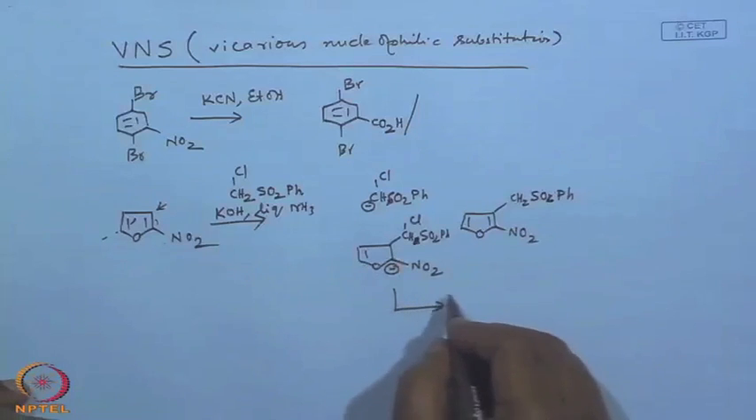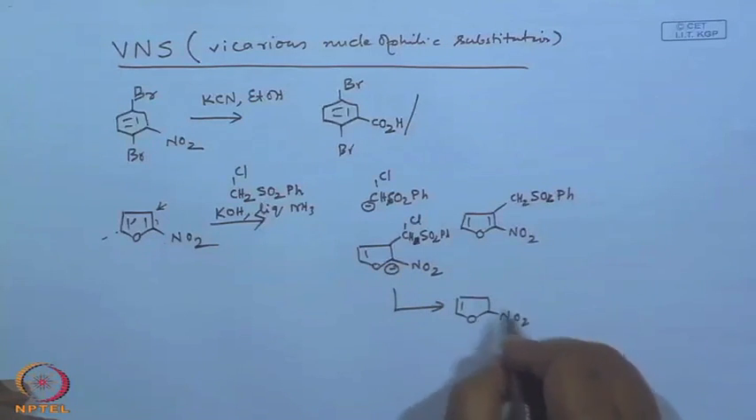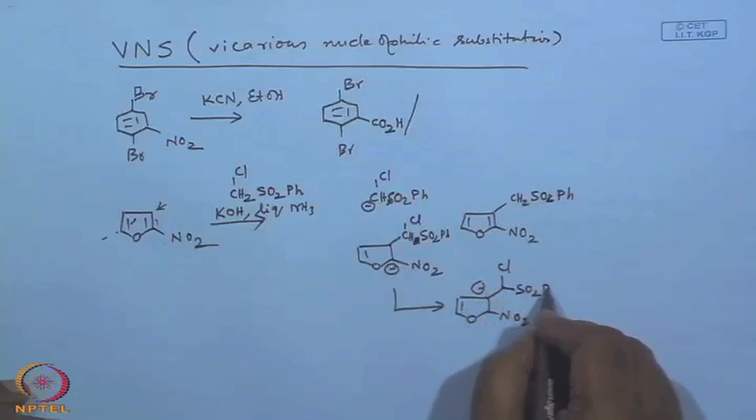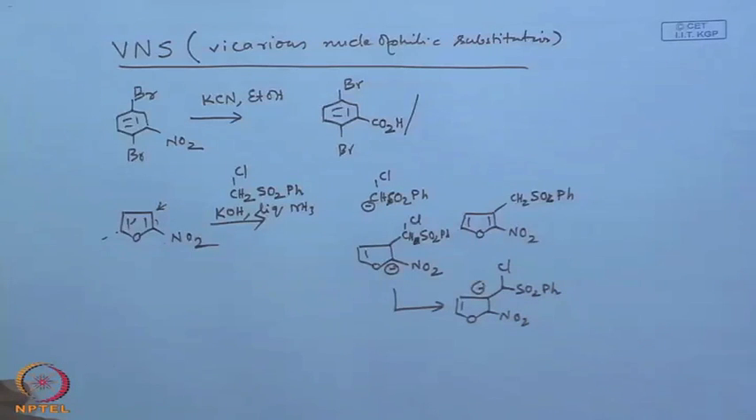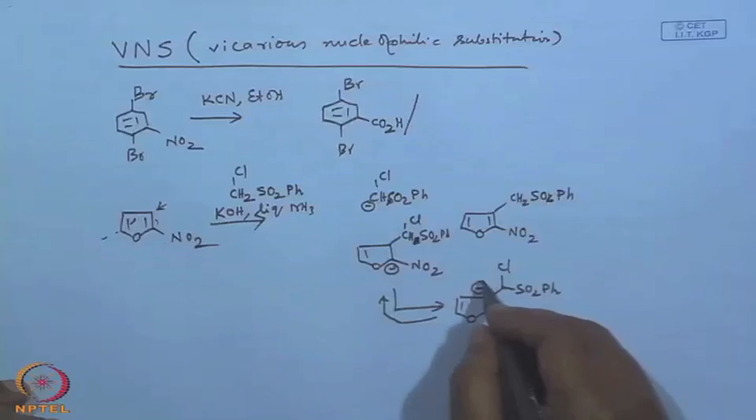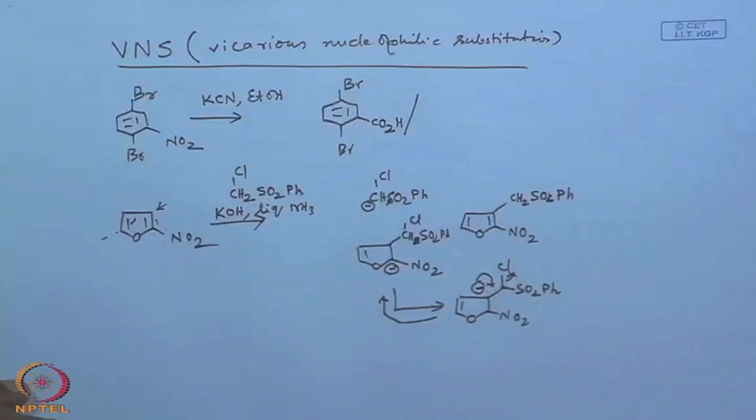In this case, one can quickly write that the reaction is also in equilibrium, having an anion here. The anion is shifted, then you have to have SO2Ph. So, this is basically an equilibrium. At some point you will have some amount of anion here at the neighboring carbon. Then one can quickly see that elimination takes place.